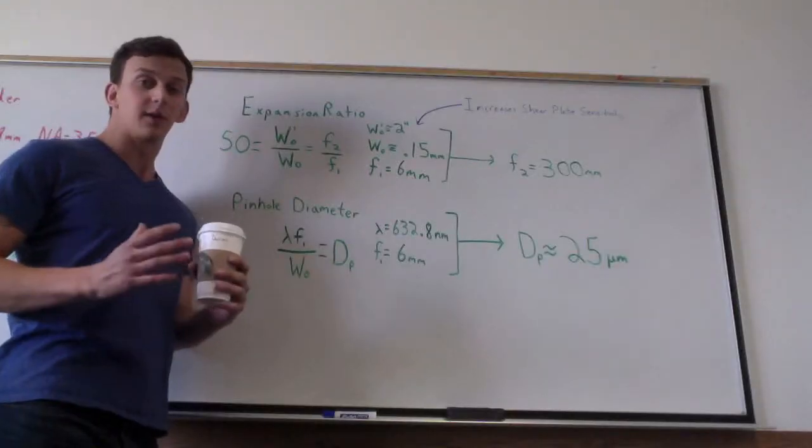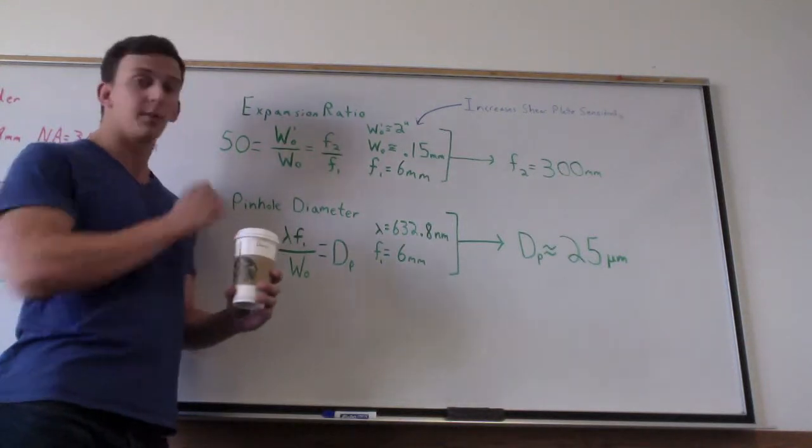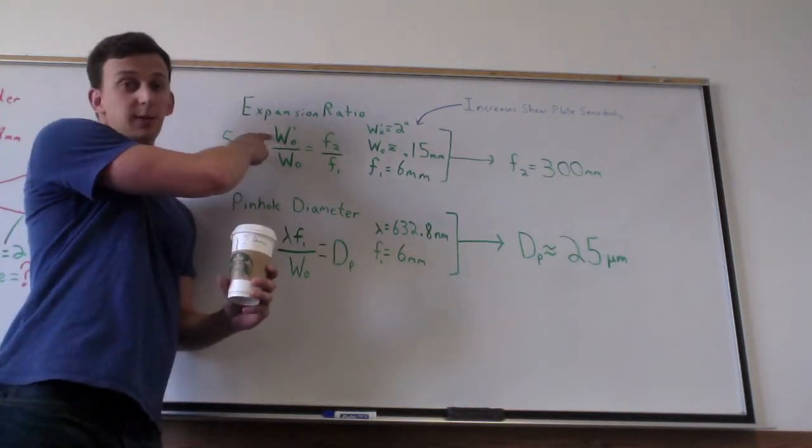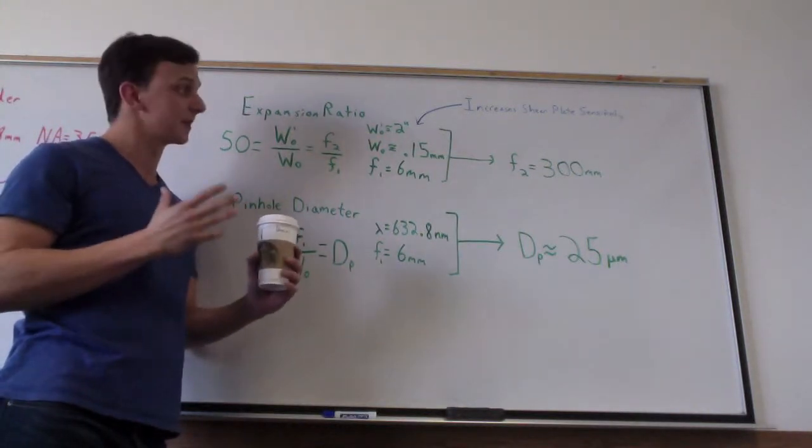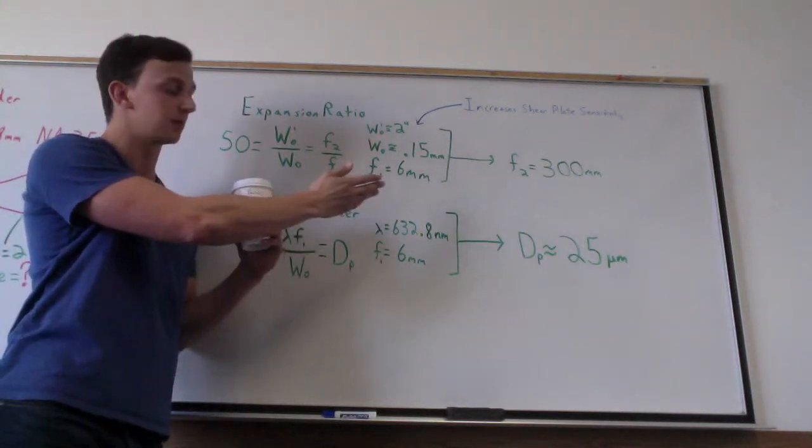So with our known expansion ratio, which is based on our input beam waist, our known beam waist based on the input of our shear plate, and the focal length of the objective lens, we could find the focal length of our collimation lens, which is 300 millimeters.